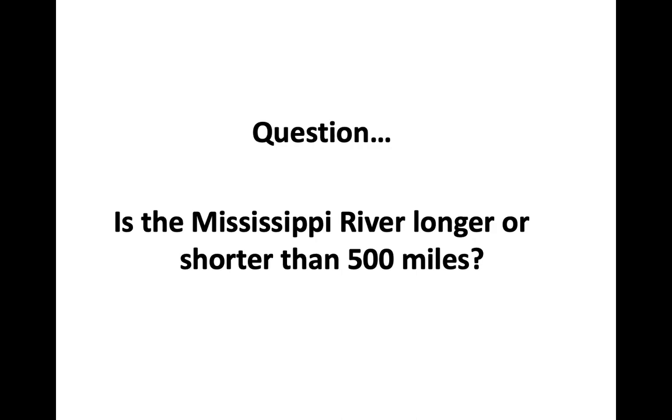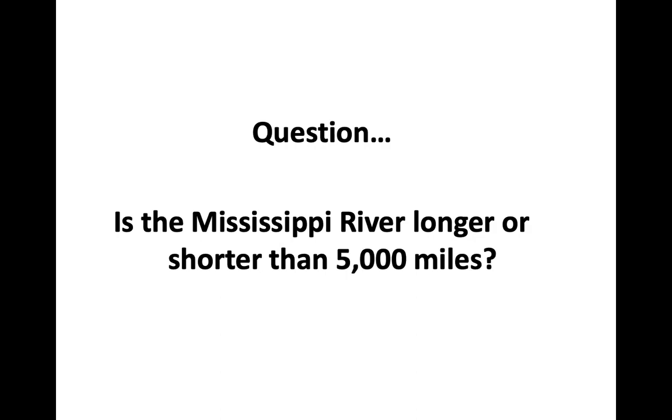Okay, so I've got another example for you. Here's a question. Is the Mississippi River longer or shorter than 500 miles? Okay, so in order to answer this question, you have to think about how long is the Mississippi River. So think about that and then decide whether you think it's longer or shorter than that amount. So make an estimate for how long the Mississippi River is. Okay, did you think of a number?